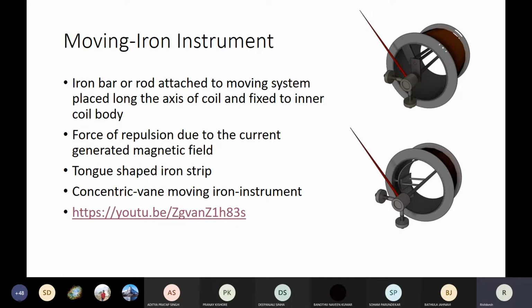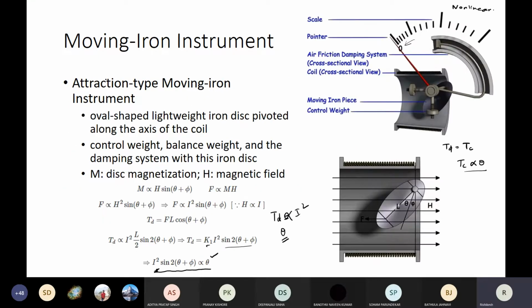Now, apart from this moving iron attraction type, here the iron piece is getting attracted towards the direction in which the magnetic field is generated. So this is categorized as the attraction type moving iron instrument. As I mentioned, there is another type of moving iron instrument, which can be considered as the repulsion type moving iron instrument.